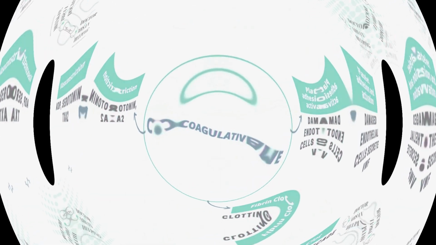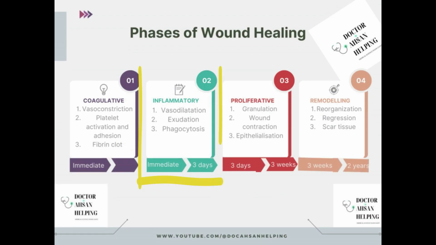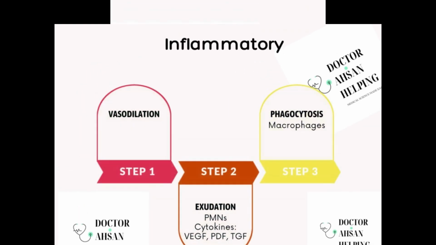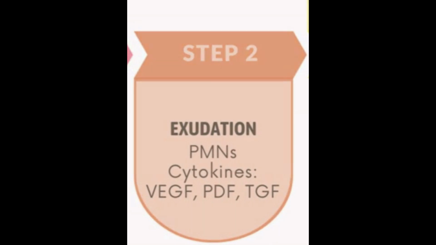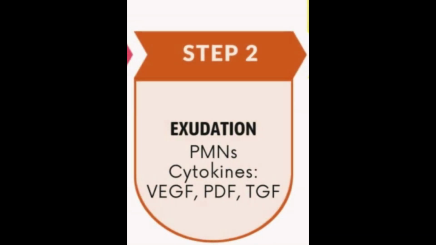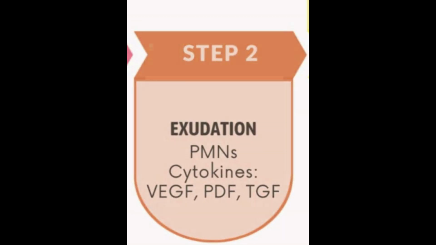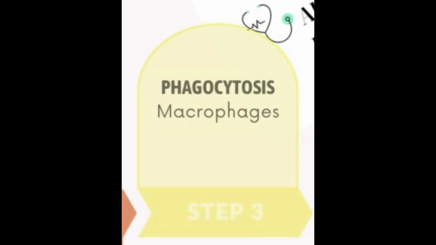The second phase is inflammatory phase, which begins from the immediate time of wound to 3 days. It also has three steps or three aspects, which include vasodilation, exudation. Exudation occurs of polymorphonuclear lymphocytes and mononuclear lymphocytes. There is the secretion of cytokines, for example, vascular endothelial growth factor, platelet derived growth factor, and so on. Then the third aspect of this phase is phagocytosis, which principally occurs through macrophages.